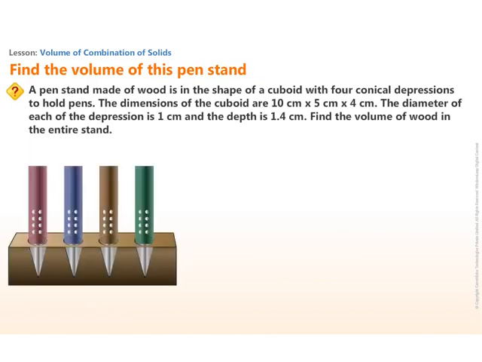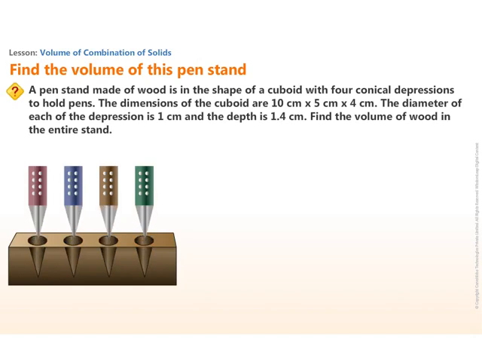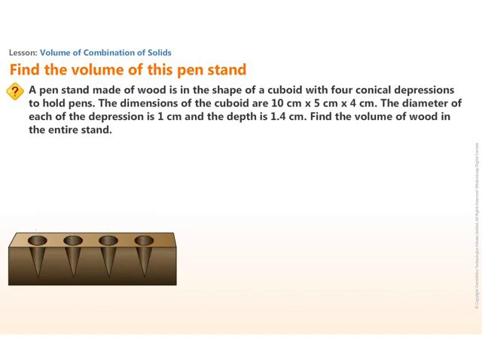Now, let us solve another real-life problem of finding the volume of this pen stand. A pen stand made of wood is in the shape of a cuboid with 4 conical depressions to hold pens. The dimensions of the cuboid are 10 centimeters, 5 centimeters, and 4 centimeters. The diameter of each of the depression is 1 centimeter and the depth is 1.4 centimeter. Find the volume of wood in the entire stand.